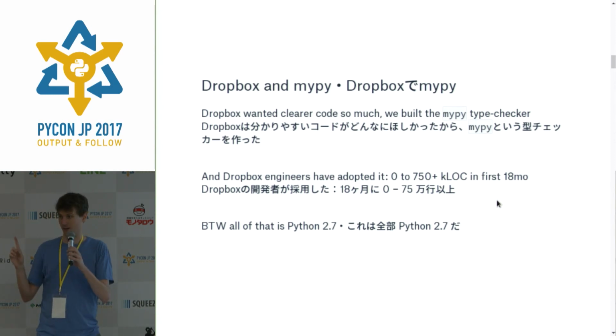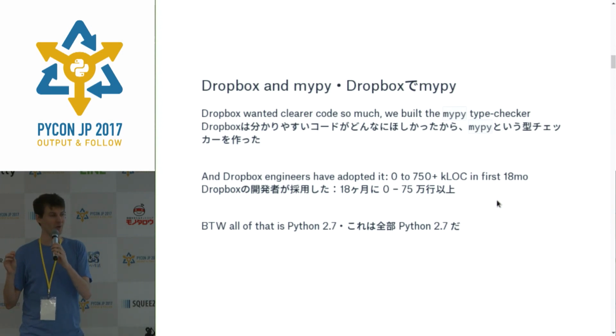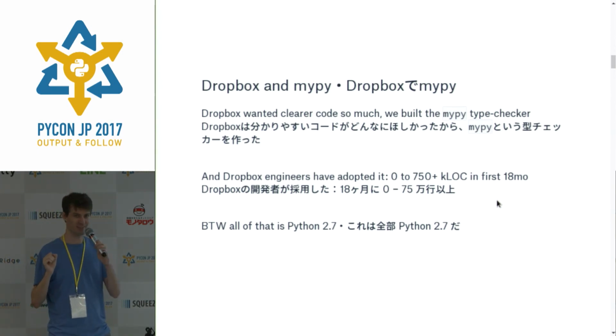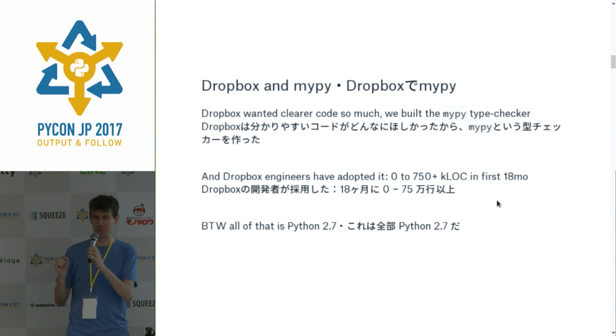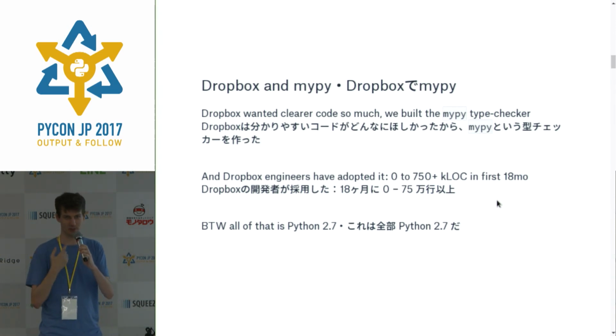And by the way, all of that is Python 2.7. It's true that there is a slick syntax that you can only get in Python 3, but you totally can do it in Python 2.7. There's a comment syntax you'll see on a slide later when I demo.